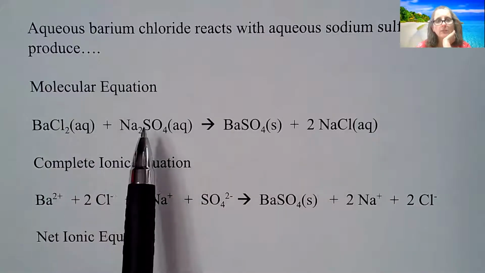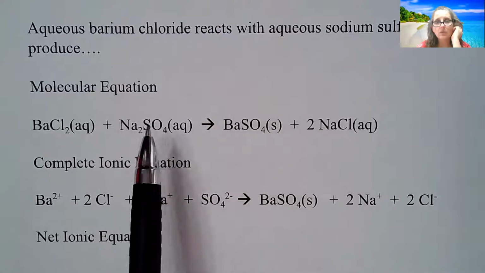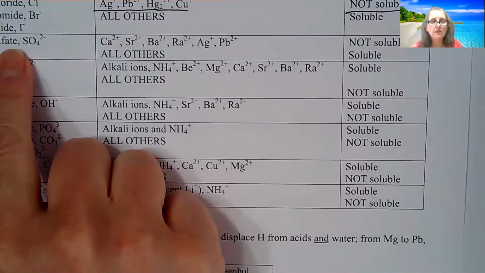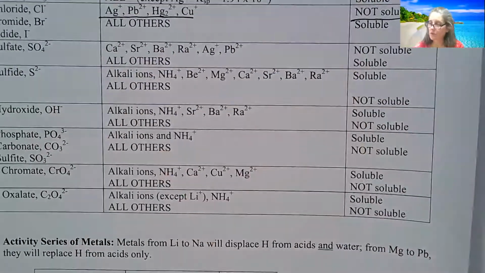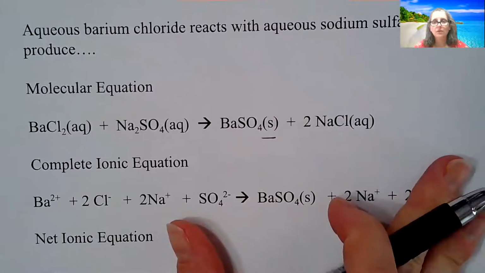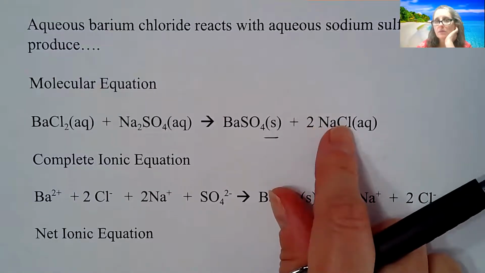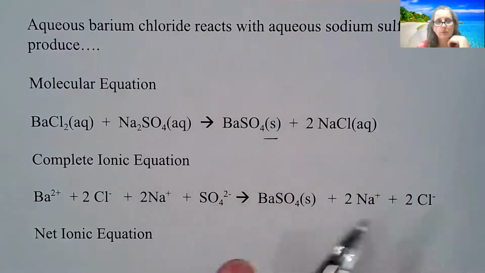So barium chloride plus sodium sulfate, and it told you they were both aqueous. So the barium gets together with the sulfate, and that happens to be something that makes a precipitate. So if we go to sulfate and we read across, barium is not soluble. So that's going to be a solid. And then sodium chloride, because again, sodium is an alkali metal, it will always be aqueous. And chlorine, again, you could look at the rule.